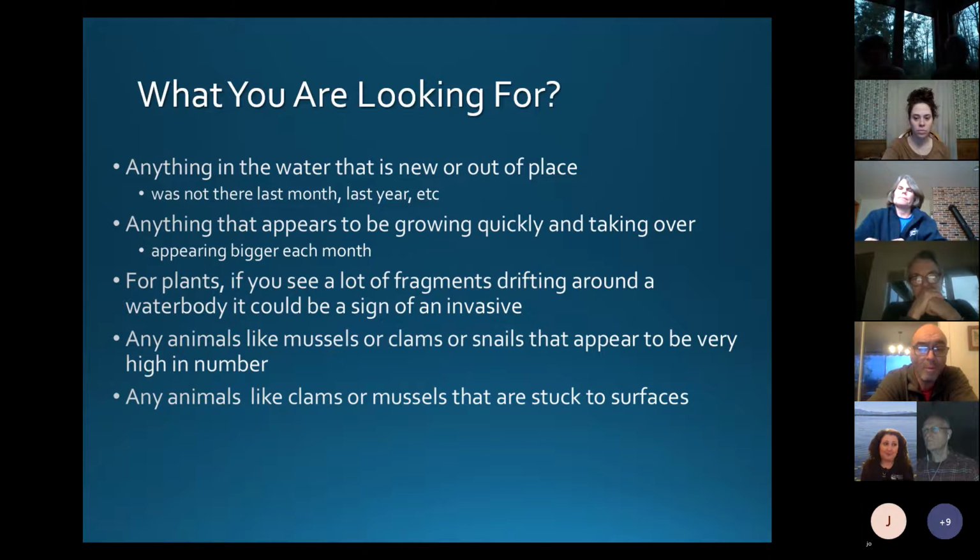Sometimes natives do that, so it's good to know what's a native and what's not. For plants, if you see a lot of fragments drifting around the lake, it could be the sign that there's an invasive in there. And for animals, if there are a lot of clams or mussels in a particular area in really high number, it could be an invasive animal. And any clams or mussels that stick to surfaces, like those zebra mussels, those are good things to look for.